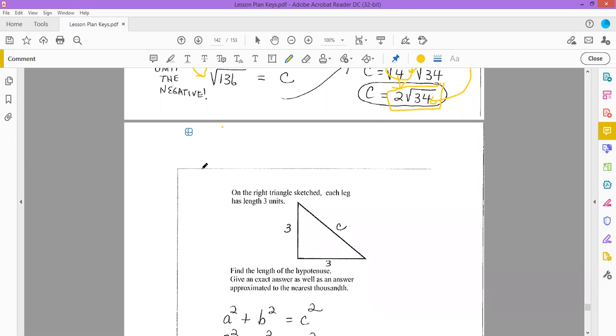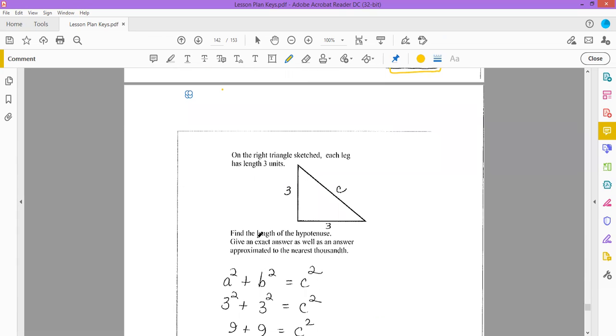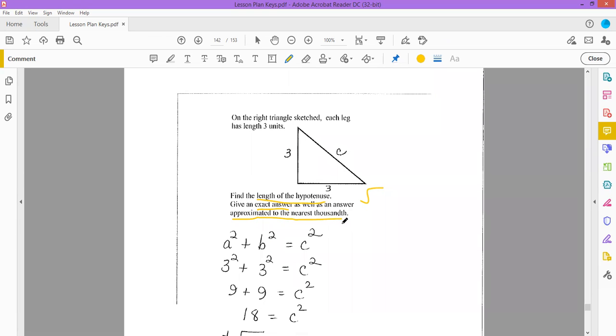All right, in this next example, we have this right triangle where we're given the legs 3 and 3, and our hypotenuse is c. We want to find the length of that hypotenuse, and we want to give an exact answer and an approximated answer to the nearest thousandth. Exact answer means to keep that square root symbol. For the estimate, of course, we're going to find the decimal form by punching that number into our calculator and rounding to the nearest thousandth. So to find c, we would use the Pythagorean Theorem again.